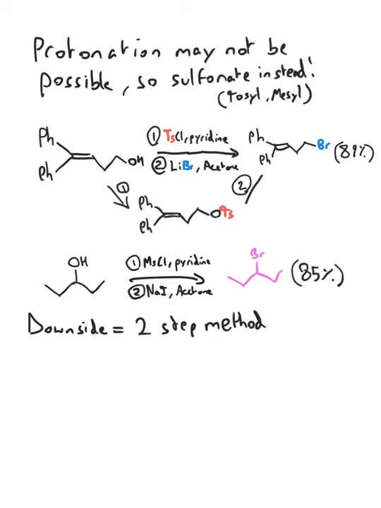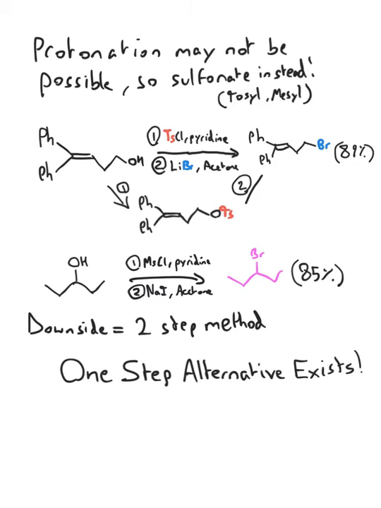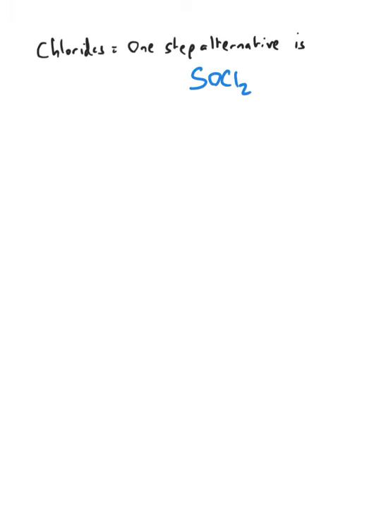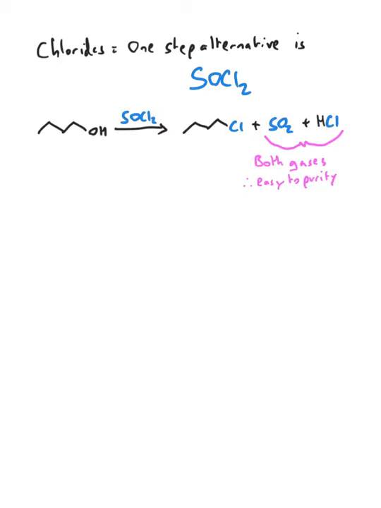The only downside of using tosylates is that it requires two steps. One step to form the tosylate and the second step to do your substitution. And now that we've covered the more complicated methods, we can now learn the easier one-step alternative. For chlorides, we can convert an alcohol into an alkyl chloride using thionyl chloride, SOCl₂. This is a very clean reaction, as the side products are both gases, and therefore it's easy to purify the product. You have a go.